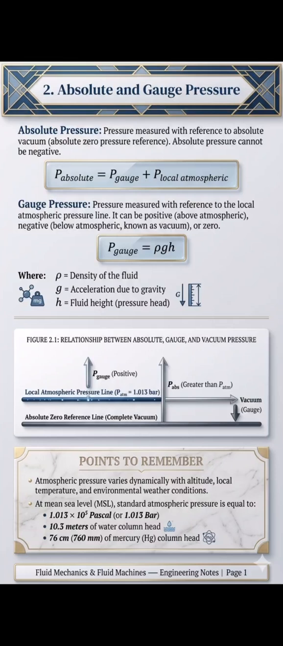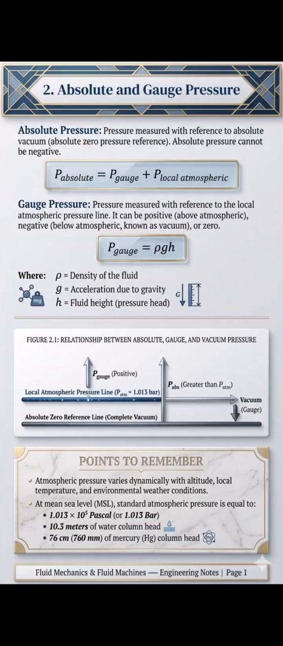P gauge = rho g h. Rho is the density of the fluid, g is the acceleration due to gravity, h is the fluid height, the pressure head. Relation between absolute, gauge and vacuum pressures: P gauge positive, local atmospheric pressure line P atm 1.013 bar. P absolute greater than P atm. Absolute zero reference line, complete vacuum. Vacuum gauge.